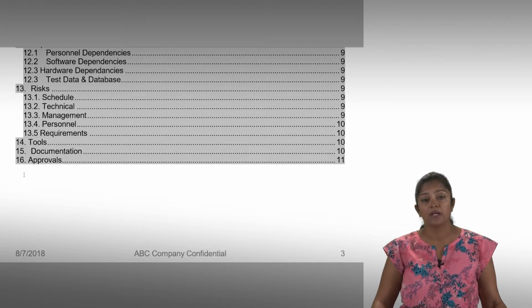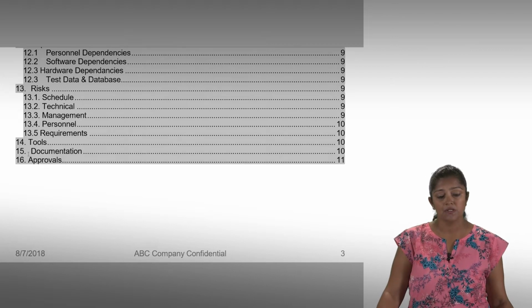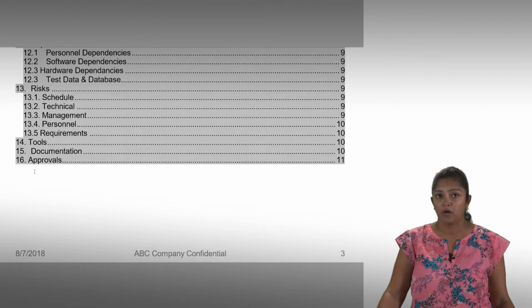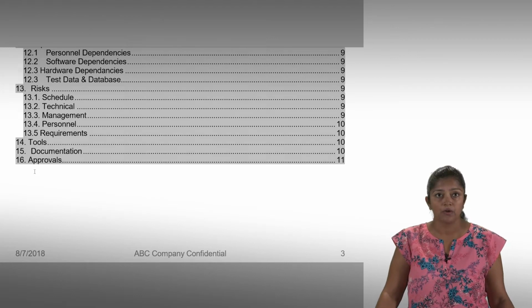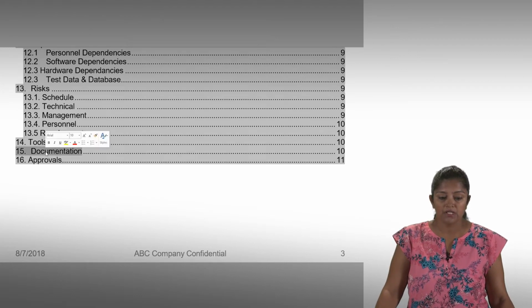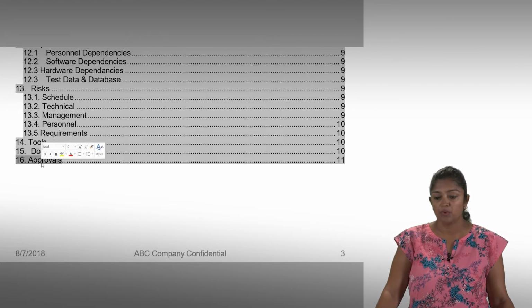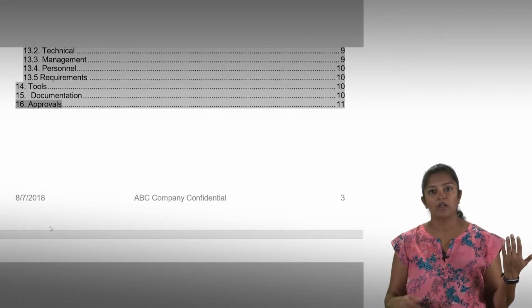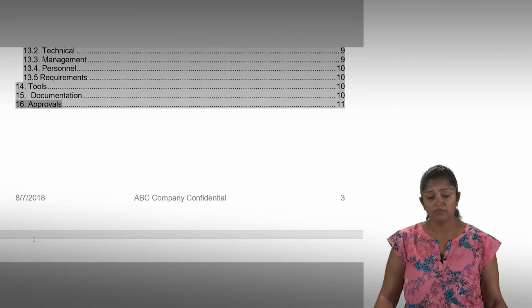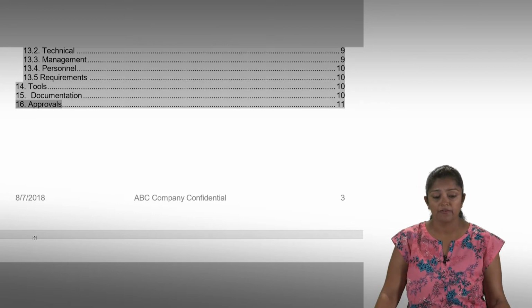Tools: if you're using any additional software tools to do the testing, there's a number of testing tools out there that help automate the processes. So that's where you identify those tools and list them, and how and in which parts of testing you are going to be using them. And then there's the documentation section and approvals. So that's the overall table of contents of the document.